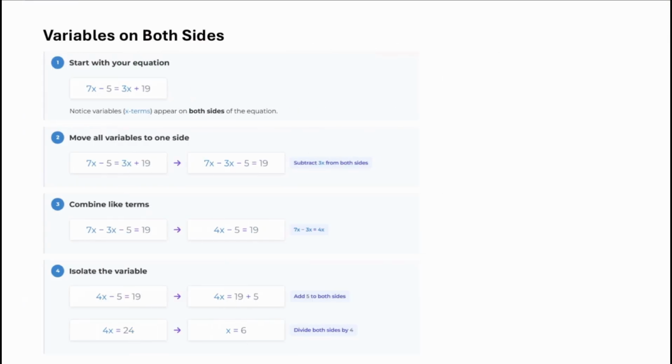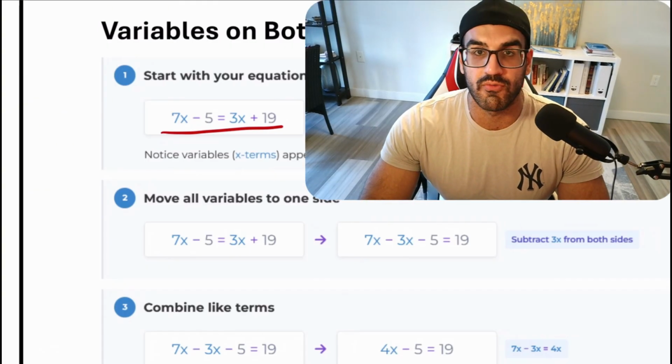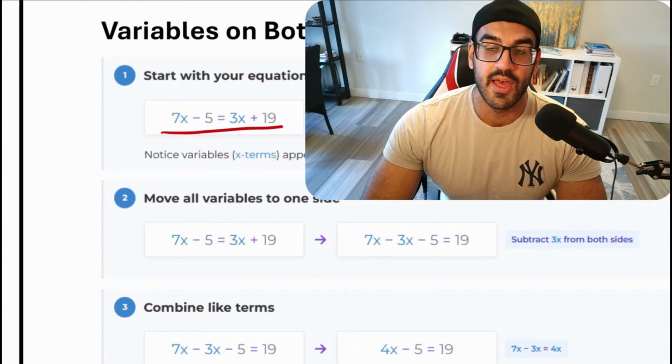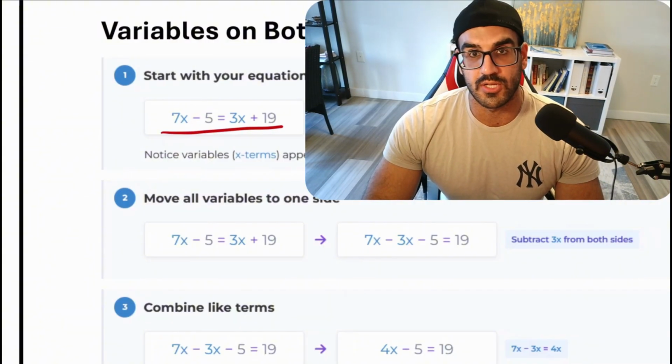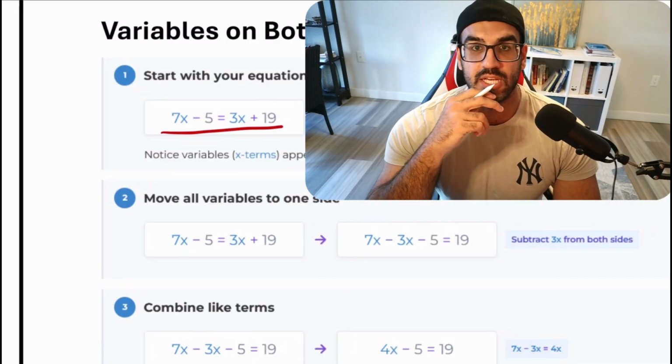So the next point is about variables on both sides. Imagine I have this kind of equation, and right now I would like to solve it. Again, as you can remember, I told you that in order to solve an equation, you have to move all of the variables to one side and keep all of the numbers on the other side. So at this point, I have 7x on the left and 3x on the right. How can I get rid of one of those?